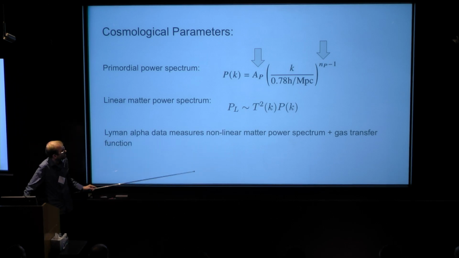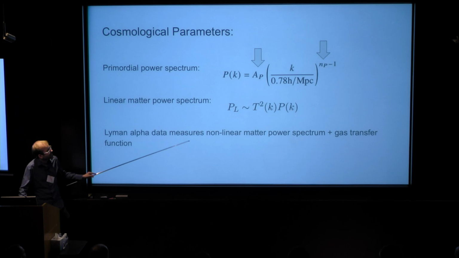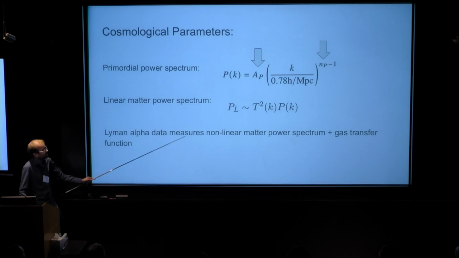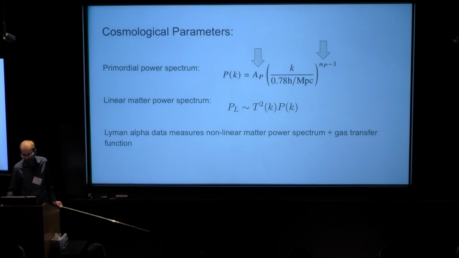Notice that what we're measuring is not this. What we're measuring is the nonlinear matter power spectrum plus some kind of gas transfer function, right? So what I'm doing is I'm generating a primordial power spectrum, running it through CLASS, running it through the simulations, and then pulling out some kind of Lyman alpha summary statistic. But these are ultimately the constraints that I'm interested in.